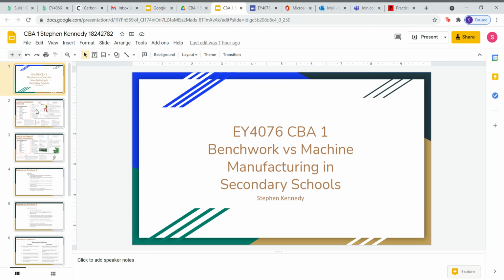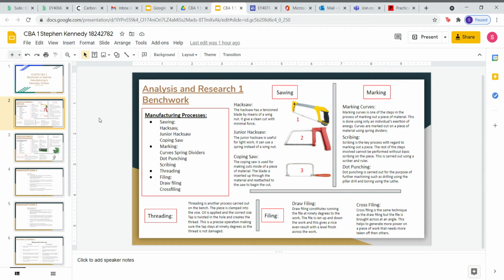So first of all, I went and I analysed and researched bench work. I broke this down into headings of sawing, marking, threading and filing. I then broke this down into smaller subheadings. So for example, in the marking section, I broke it down into marking curves, scribing and dot punching.